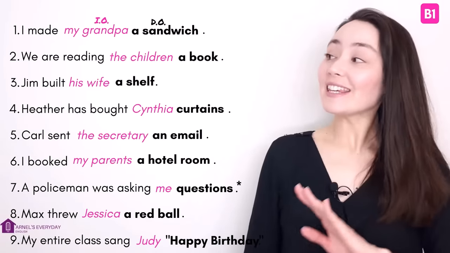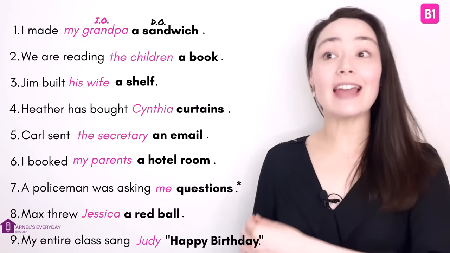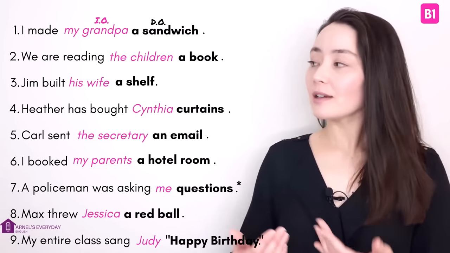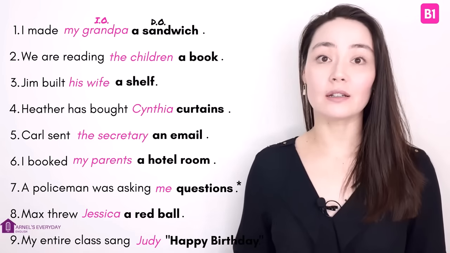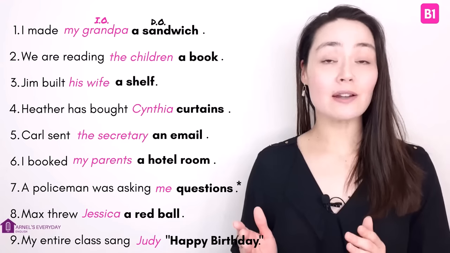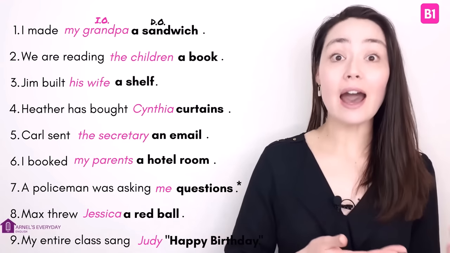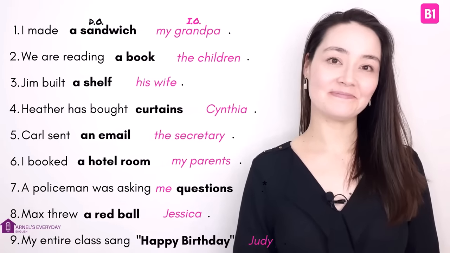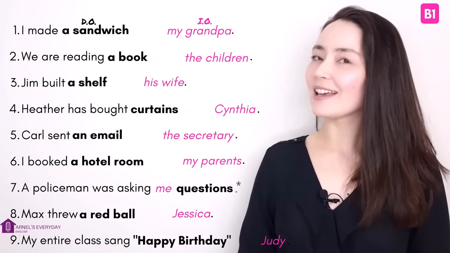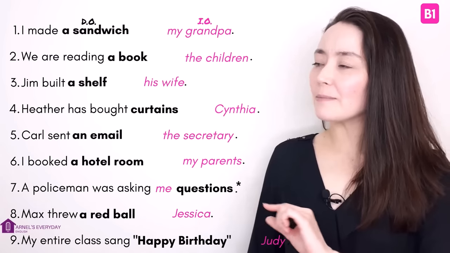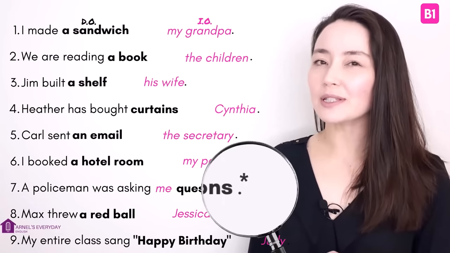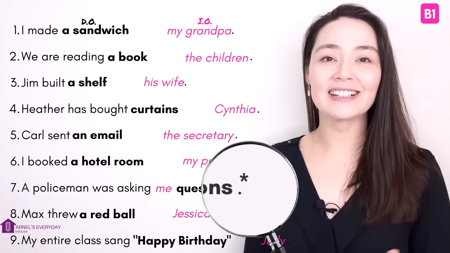Okay, here are the sentences we looked at in the A2 level. You can see the indirect object comes before the direct object. But the indirect object can also go after the direct object. And you can see at number 7, I put a little asterisk. Ignore number 7 for now. We'll come back to that one later.